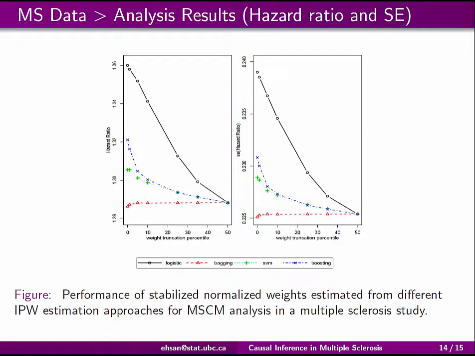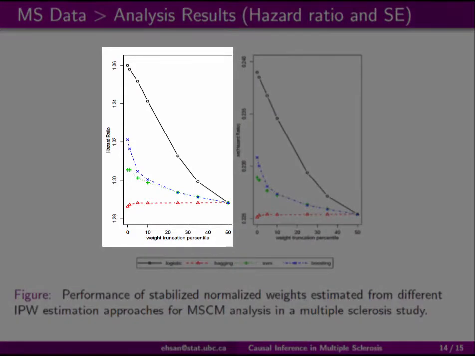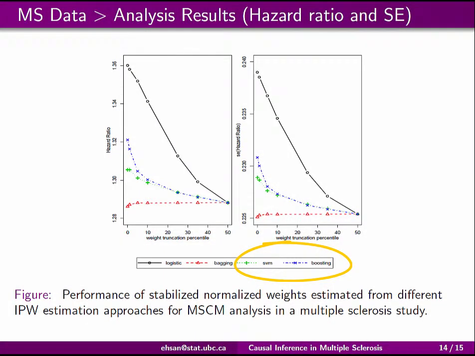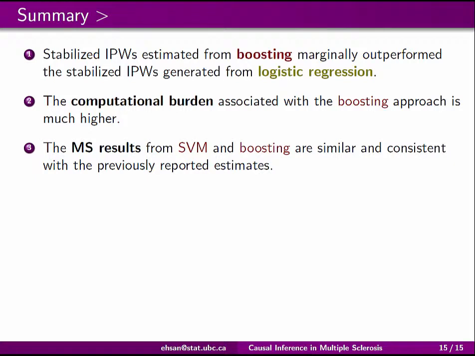As the stabilized normalized weights performed well in the simulation, we only use these weights calculated from various statistical learning methods. Hazard ratios obtained from the marginal structural Cox model fit are similar for SVM and boosting approaches, but slightly lower than logistic regression. In summary, stabilized weights estimated from the boosting approach marginally outperformed the weights generated from the logistic regression. However, the computational burden associated with the boosting approach is much higher. The multiple sclerosis results from SVM and boosting are similar and consistent with the previously reported estimates.